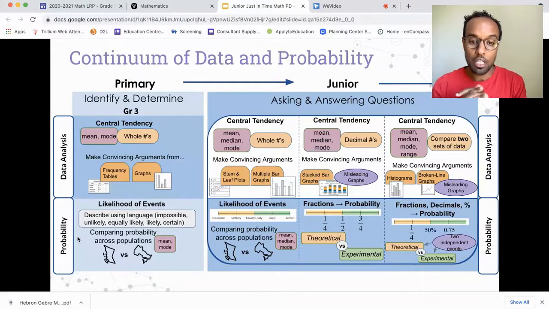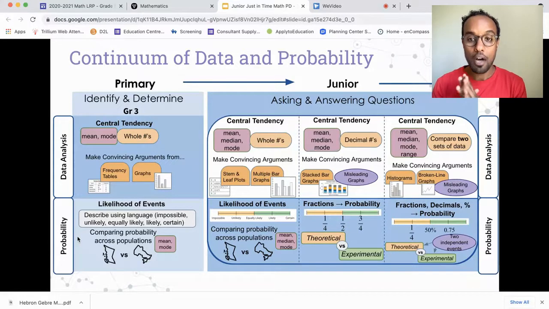So that continues in grade 4, likelihood of events. This time they're using a probability line to represent the likelihood of events, from impossible to certain and in between. And they're continuing to compare probability across populations. This time they are going to not just do mean and mode, they're doing mean, median, and mode.